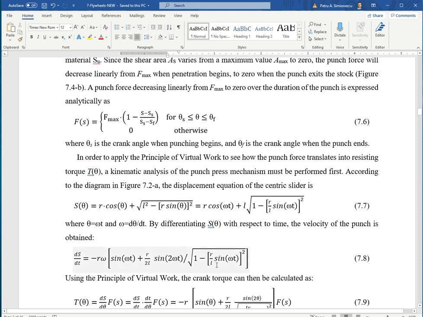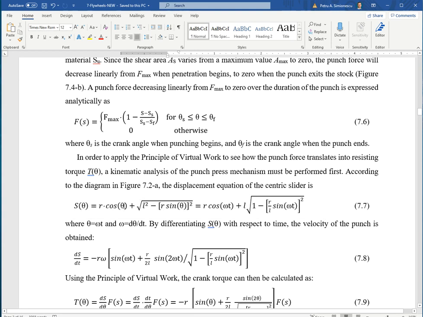an equation for velocity to calculate the required, that is the resisting torque at the crankshaft of the punch press.